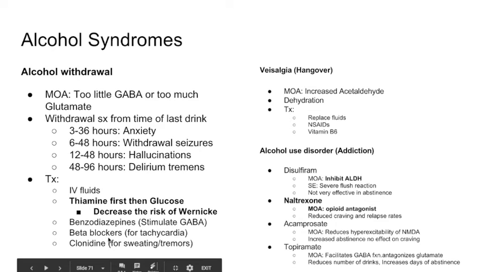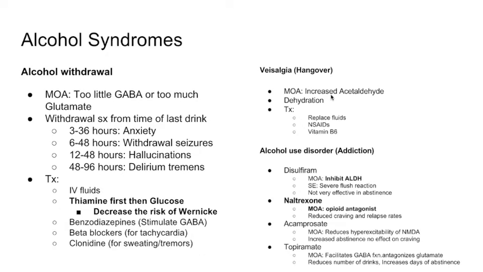Beta blockers have been used for the tachycardia, and clonidine also for sweating or tremors. This is not going to be on an exam, but just an interesting thing to be aware of. Gabapentin has also been used recently for alcohol withdrawal, and the idea behind that is that it stimulates the GABA receptors, and it's been found to actually reduce the rate of recurrences for alcohol withdrawal.